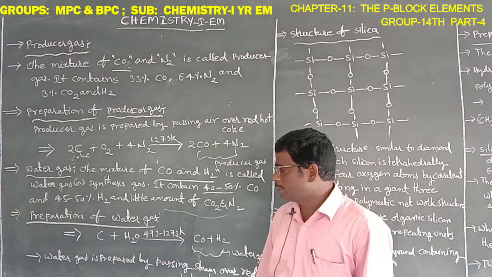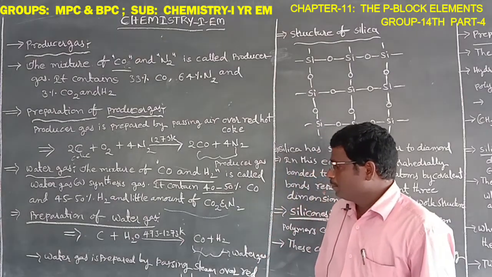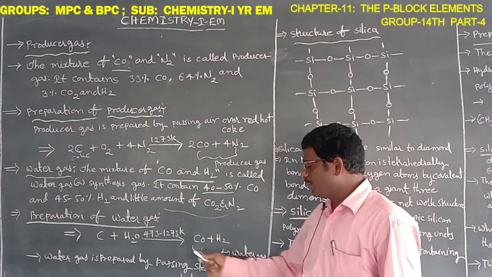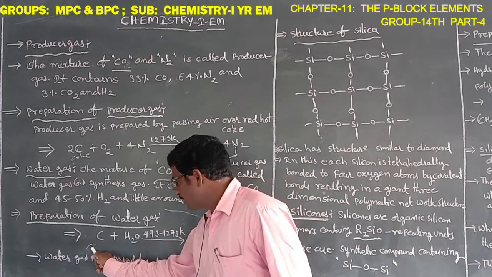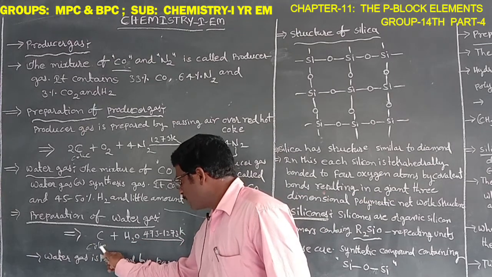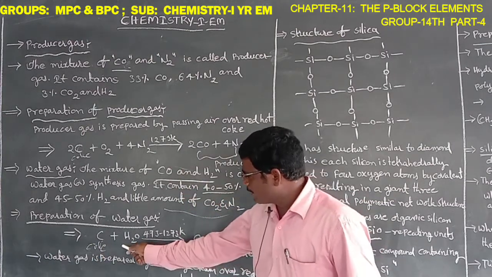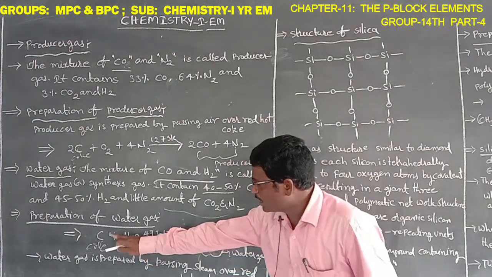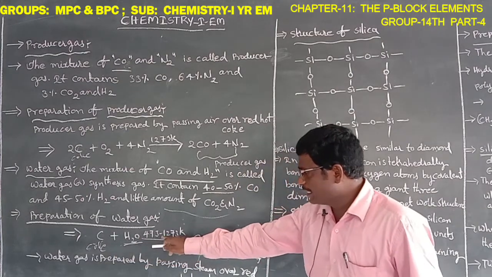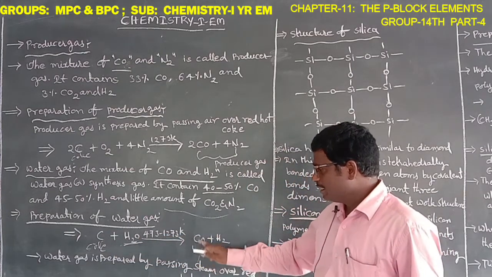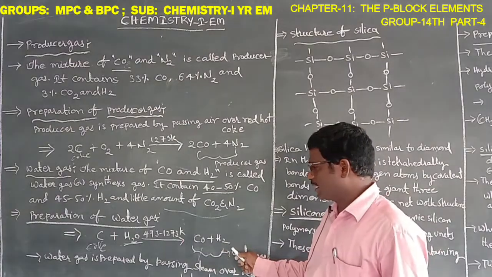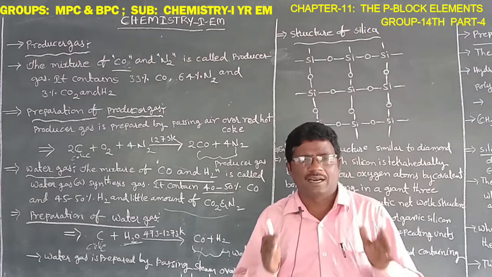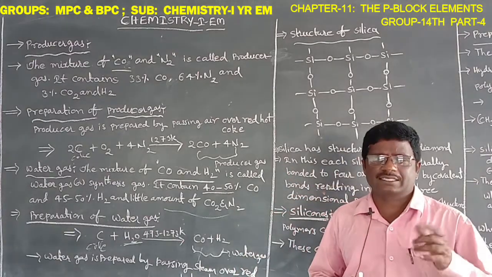Water gas is prepared by passing steam, H2O, water vapor, over red hot coke, the carbon atom, at 473 to 1273 Kelvin. This forms carbon monoxide and hydrogen gas. Carbon monoxide and hydrogen gas is called water gas, blue gas, synthesis gas or syngas.